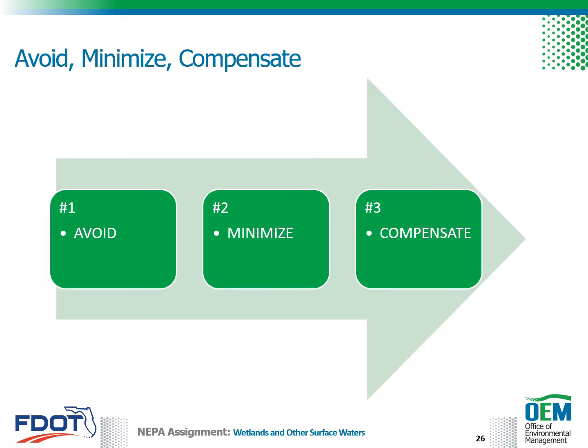Avoidance, minimization, and compensation are to be employed in sequence. First, project impacts must be avoided to the extent practicable. Second, unavoidable impacts should be minimized. Third, remaining unavoidable impacts should be mitigated through compensatory actions.